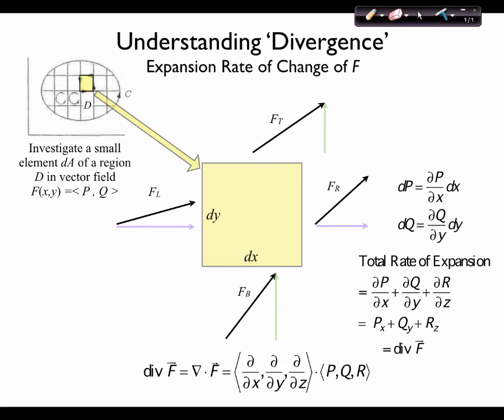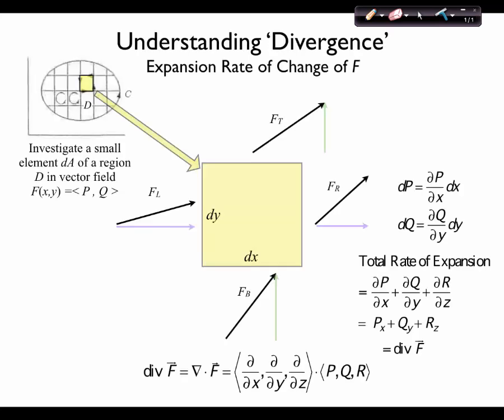And then it's going to be the dot product of this gradient vector. So we take the gradient operator vector, partial of x, partial of y, partial of z. And if we do the dot product with our vector field P, Q, and R, what does that mean? It means take the partial of P with respect to x, take the partial of Q with respect to y, take the partial of R with respect to z, and add them up.